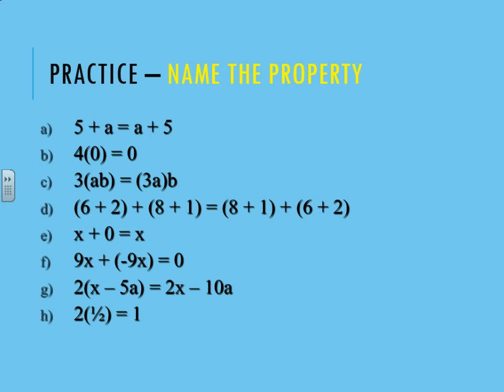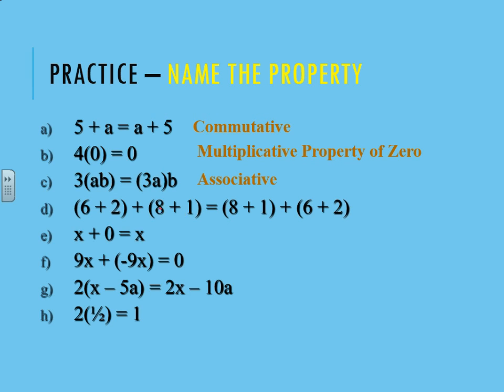So let's go through the properties that are represented here. Our first one is 5 plus a equals a plus 5. We had addition in both, and there's no grouping symbols, but the order did change. So that should be the commutative property. Our next one, we're multiplying something by 0. So it is the multiplicative property of 0. For C, we are actually not changing the order. Notice it's 3AB, 3AB. What's changing is where our grouping signs were located, meaning this is the associative property.